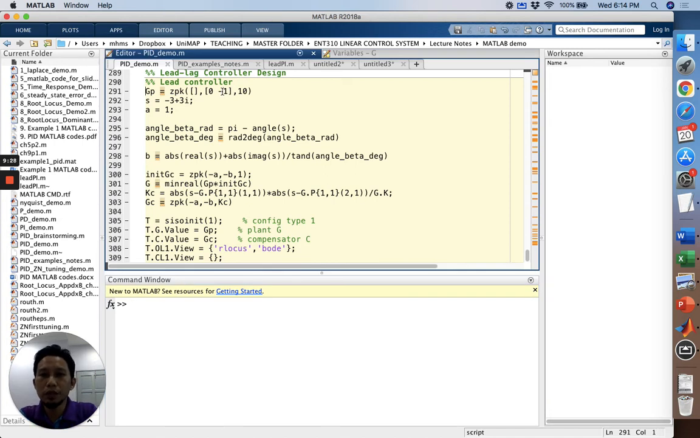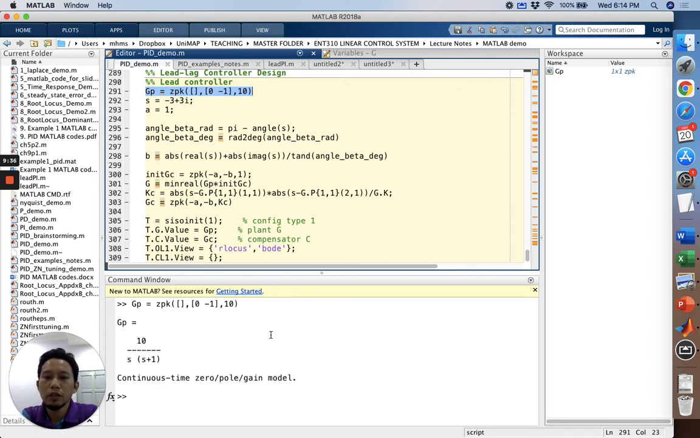So our GP here, we use a ZPK. We have something like this: ZPK of GP, 10 over s plus 1, and then we decided to have s_d equal to negative 3 plus 3i, and then we have our A equal to 1. And then we can find the angle in radian here, which is pi minus angle of s.